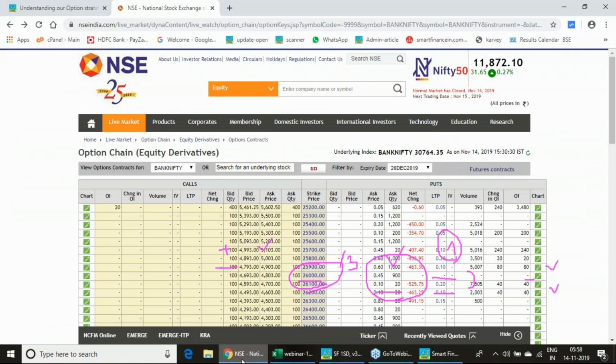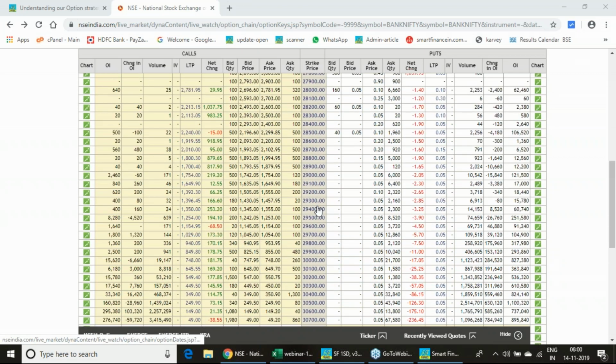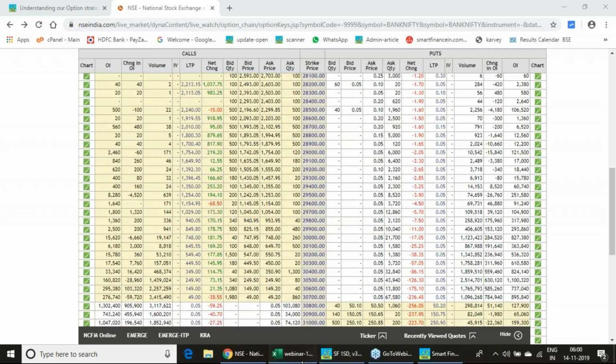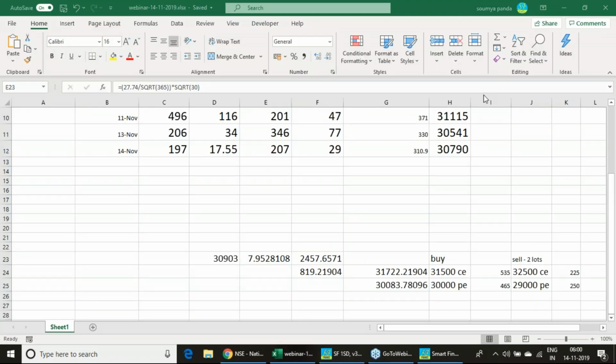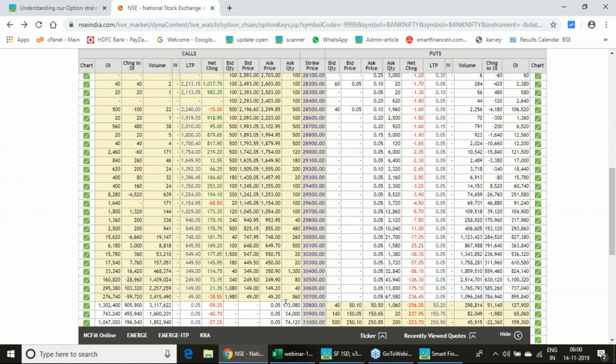Now I am moving to the option chain part. Rajkumar ji, here we have decided these strikes. This is for the 26th December expiry. We have decided upon the strikes of the 31,500 call and 30,000 put to buy, and the 32,500 call and 29,000 put to sell, each 2 lots. And again, I'll say, if there is no liquidity, wait for the time. It is 14th of November. We have ample time to initiate this strategy.